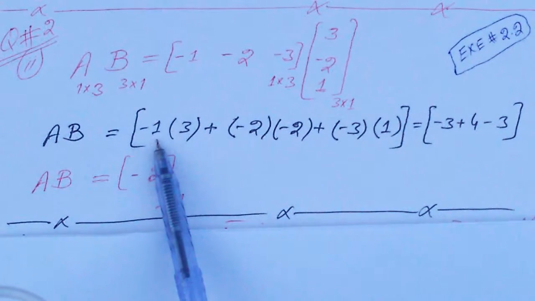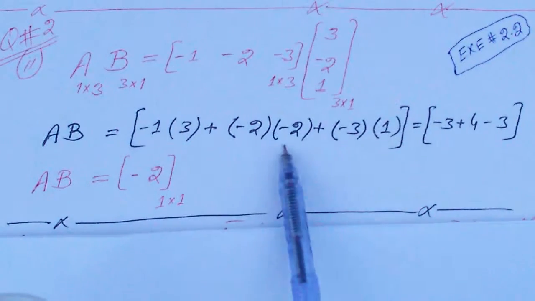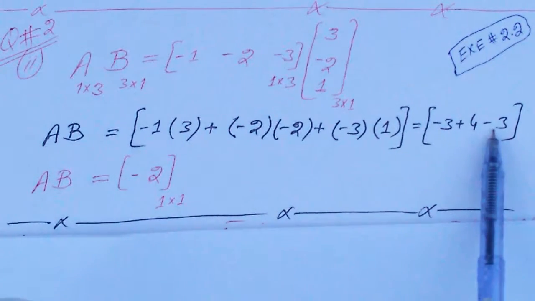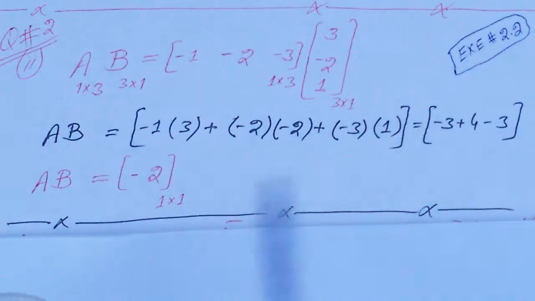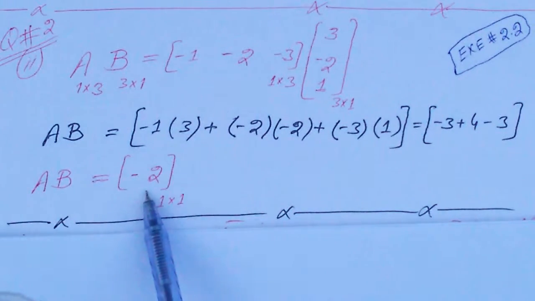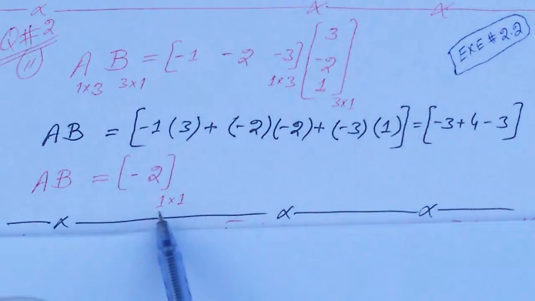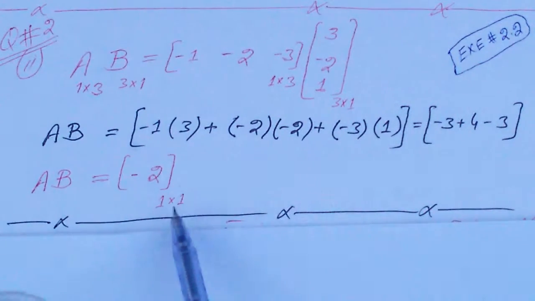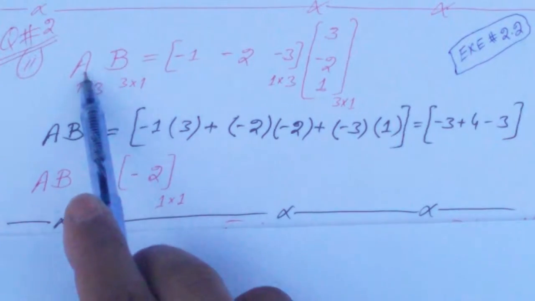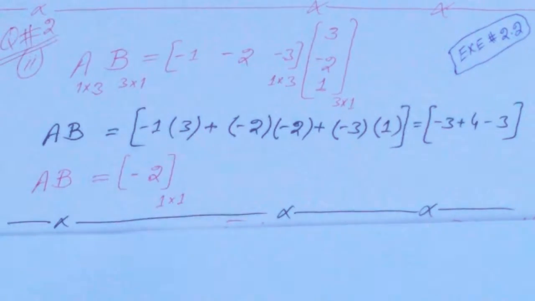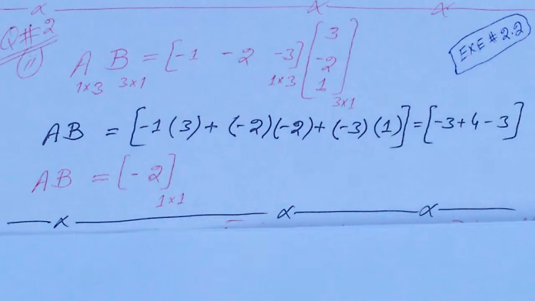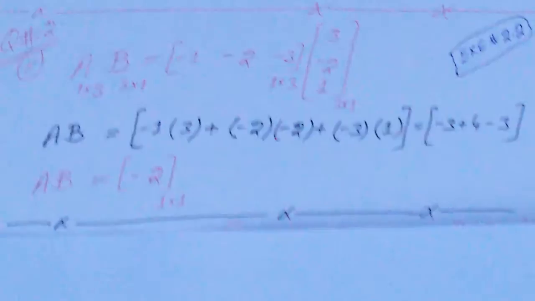This resultant element is -3 plus 4 minus 3. The resultant element is equal to -2. The order of the resultant matrix is 1 cross 1. There is 1 row and 1 column, and after the multiplication of the matrix A with the matrix B, the resultant matrix has the element -2 in the first row and first column.